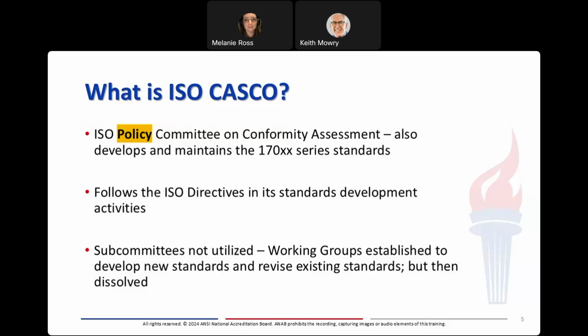Now, when ISO CASCO does this work, it follows the ISO directives, just like any other ISO technical committee would do. However, ISO CASCO does not use subcommittees to be responsible for one or several of the standards it publishes. So there is no standing subcommittee within ISO CASCO that's responsible for 17065. Instead, when ISO CASCO needs to develop or revise a standard, it establishes a brand new working group. And the working group does its work, and then after the work is over, the working group is dissolved. And we're going to see the impact of this on 17065 and some recent developments a little later on.